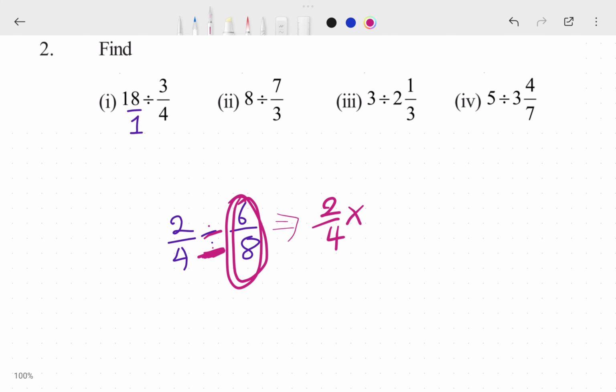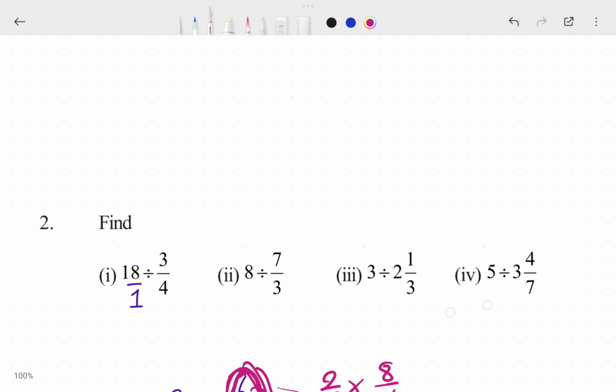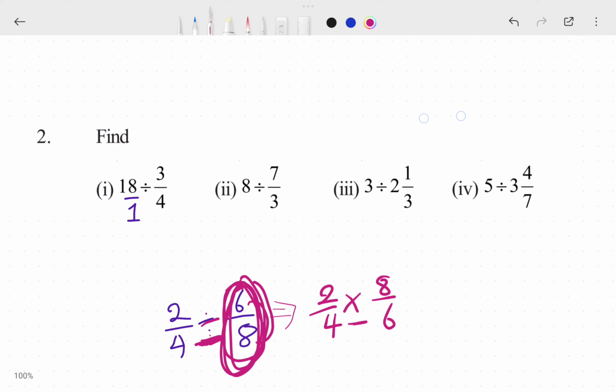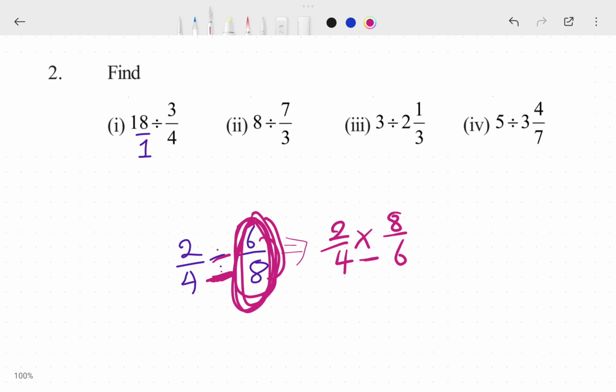When it is division, you have to change it into multiplication, and when you change into multiplication, this part will be changed. You take the reciprocal of this part: the upper becomes lower and the lower becomes upper, so it becomes 8 by 6. That's why we are learning reciprocal here. Okay, do you understand what we have to do?